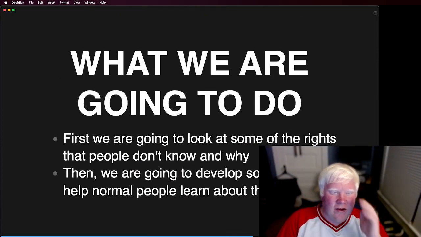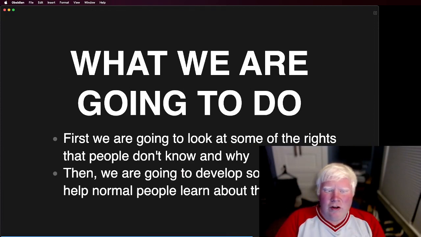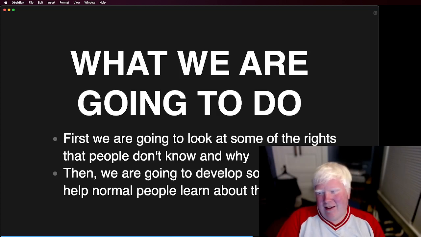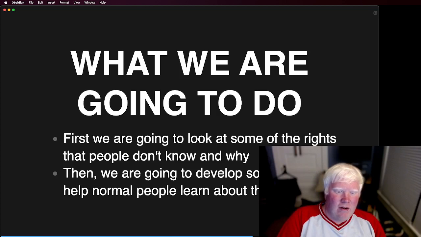So what are we going to do this semester? We're going to basically divide this course into two parts. The first is that we are going to spend time looking at some of the rights that people don't know and why they don't know them. It's not enough to examine what rights people are missing. We also need to spend some time examining the cause of that misunderstanding. Why is it that people walk into my office and think, hey, the cops didn't read me my Miranda warning, I'm off the hook? That's an important consideration when we begin to look at the second part.